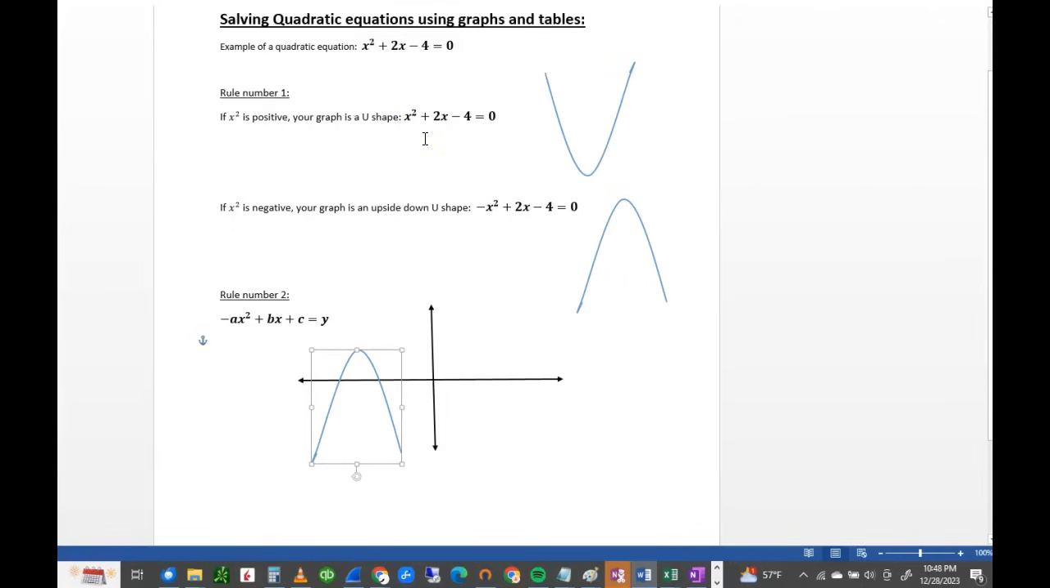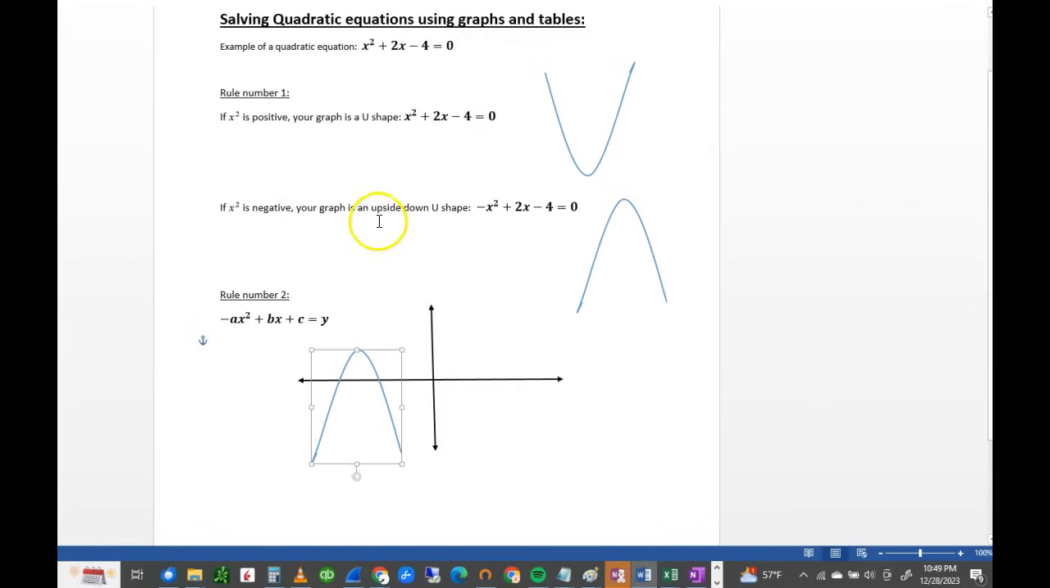Solving quadratic equations using graphs and tables. Part 1. First of all, what's a quadratic equation? If you have an equation where the highest power of x is 2, x to the power of 2, that's called a quadratic equation.